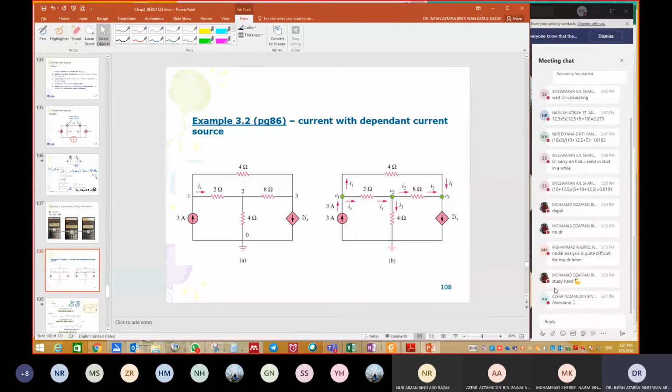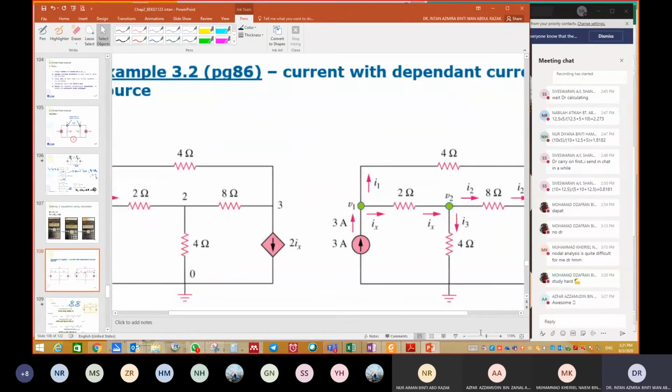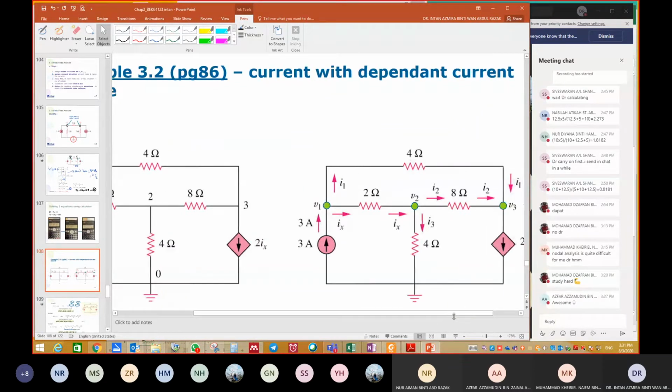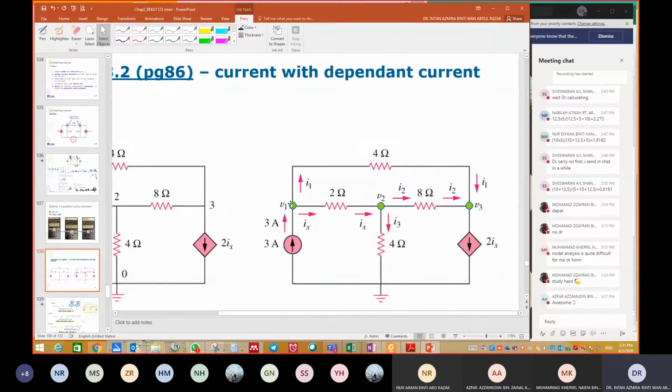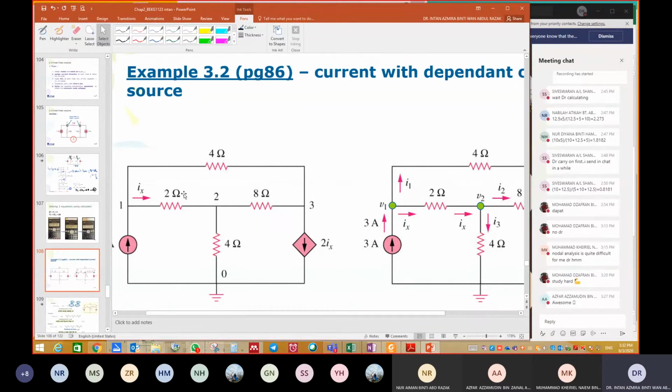The next step is to assign the arrow of current. At V1, please follow the arrow of this 3 A source. Make it enter the node. And then here, up to you, you may make it leave the node or enter the node. Same goes for here. But make sure, let's say I put IX.